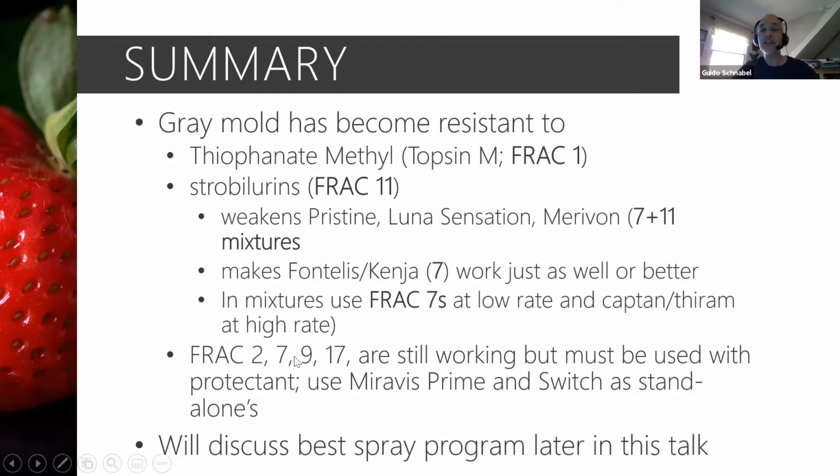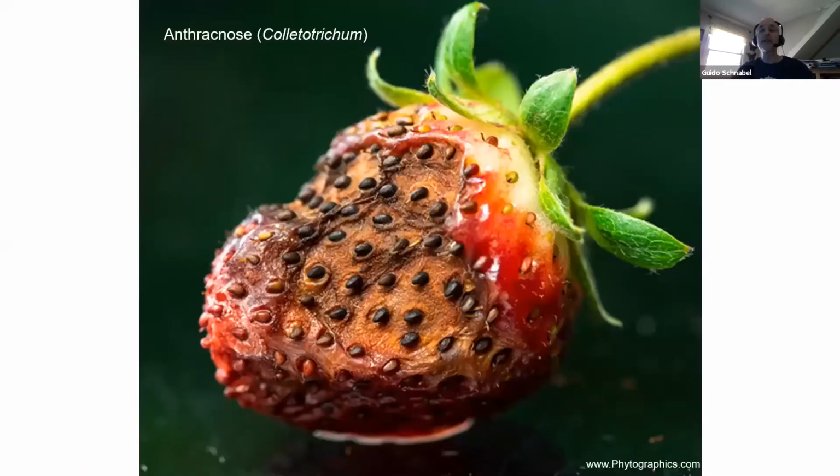Then frac 2, 7, 9, and 17. And if you want to know what those are, please consult either the spray guide or the smartphone app, My IPM. You can sort the interactive table very easily, and then you can see what stands behind those 2, 7, 9, and 17 frac codes. Those are still working fine up to a maximum of 30% resistance frequency, but they have to be used with a protectant.